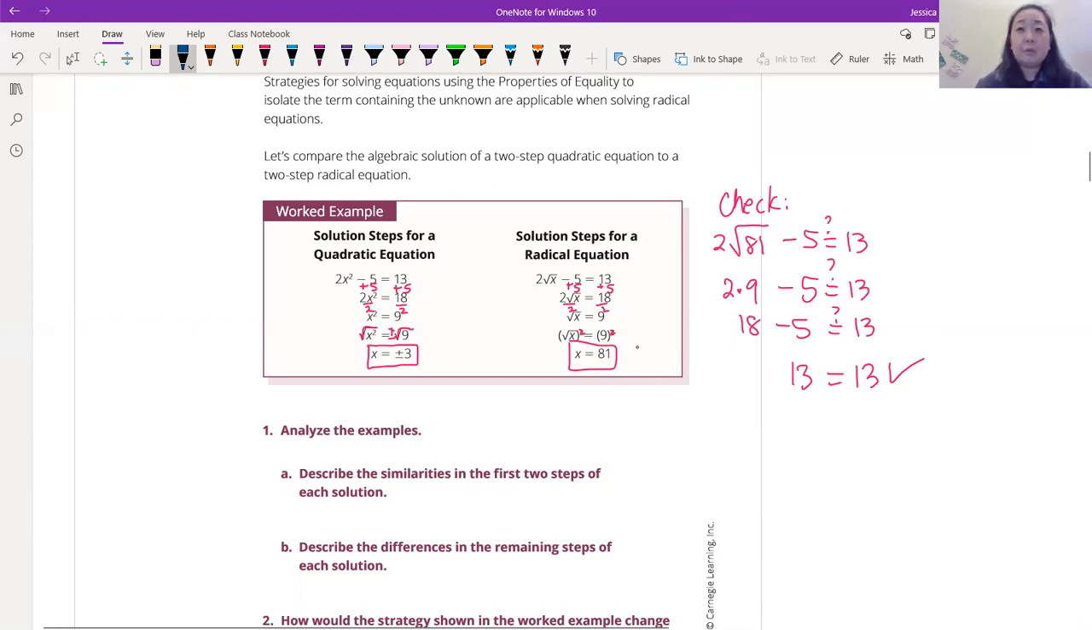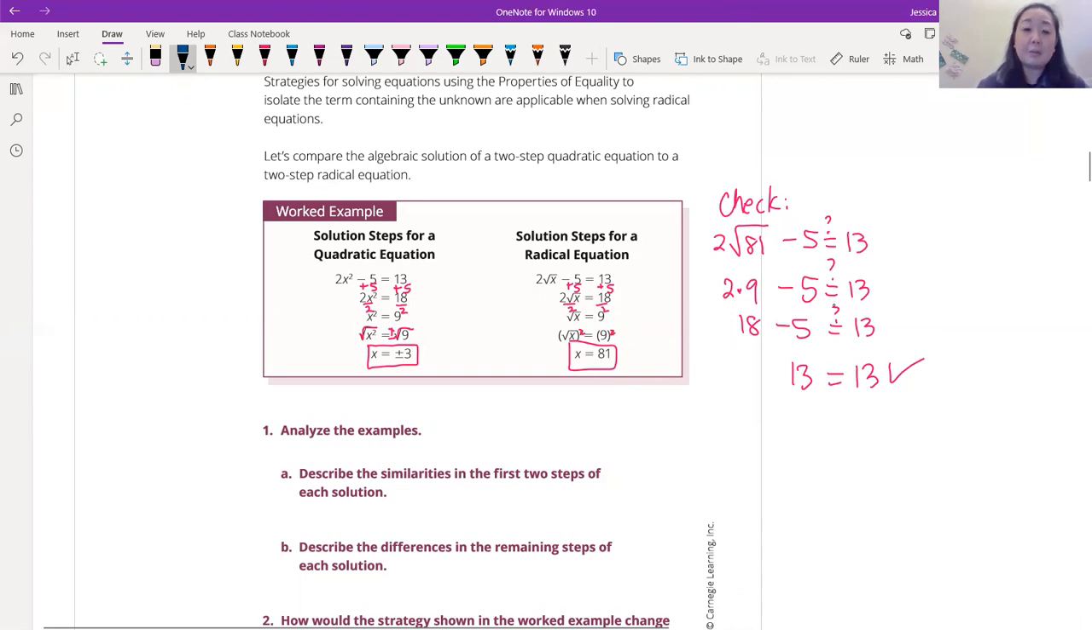So we're going to plug in 81 where the x was, and order of operations says that the square root of 81 we have to do first, because remember that's like the exponent, and that's going to be 9. And then we multiply, so 2 times 9 is 18, and then we get 13.